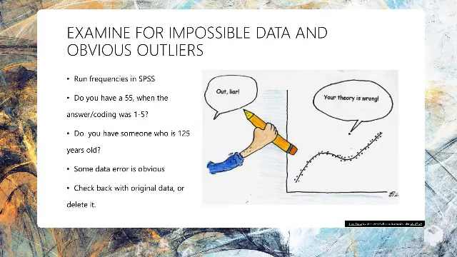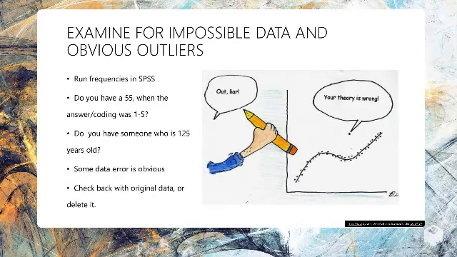Or if you check people's age and you realize somebody reported that they're 125 years old, that they were born 125 years ago, that is highly unlikely unless you have a very unusual database. So you'll want to probably go back and fix that. So there can be obvious errors, obvious outliers, and you'll want to look for those because they're typically mistakes.